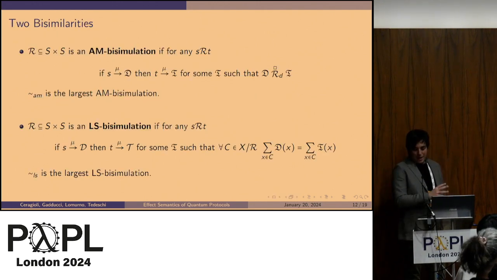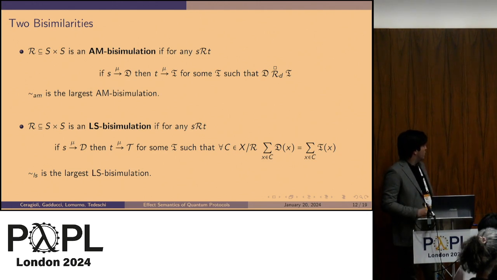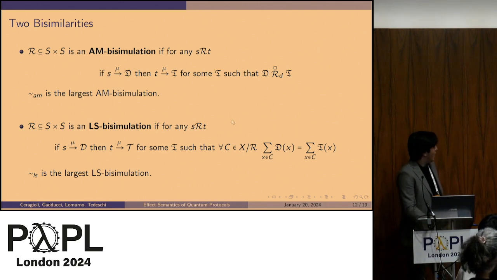But interestingly, for this kind of LTS, we can define two different notions of bisimilarity. The first one is the Aczel-Mendler bisimulation, and Aczel-Mendler bisimilarity simply says that when S and T are bisimilar, it's required that when S goes in a distribution delta, then T can replicate the behavior going in a distribution theta, and delta and theta must be related by that relation lifting we saw before. Otherwise, Larsen-Skou bisimilarity requires that S goes in delta and T goes in theta, but delta and theta must essentially assign the same weight to the equivalence classes of R. So we are requiring that R is an equivalence.